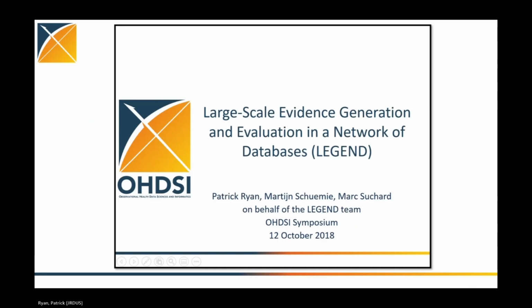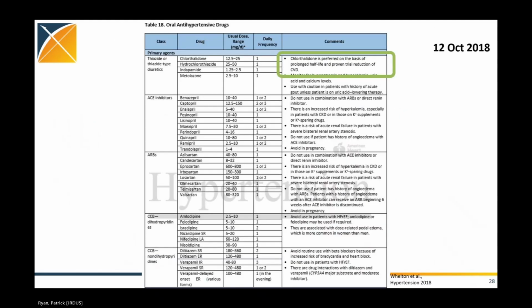So we presented these results back in 2018, showcasing the fact that all of these different drugs in the clinical guideline were suggested as equally available and good first-line therapies. But there was this one point raised in the guideline that says chlorthalidone, which is a thiazide diuretic, is preferred on the basis of prolonged half-life and proven trial reduction of cardiovascular disease. And it bothered us that despite the guidelines saying that all these drugs are equally likely, they put this one little statement in there, because that statement is not supported by any head-to-head clinical trial that said that chlorthalidone was indeed better.